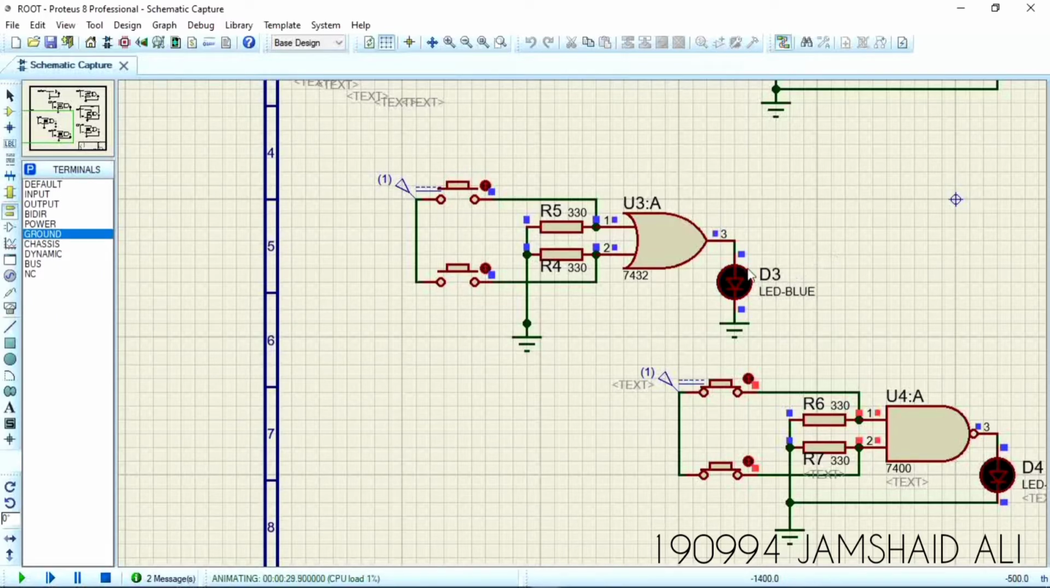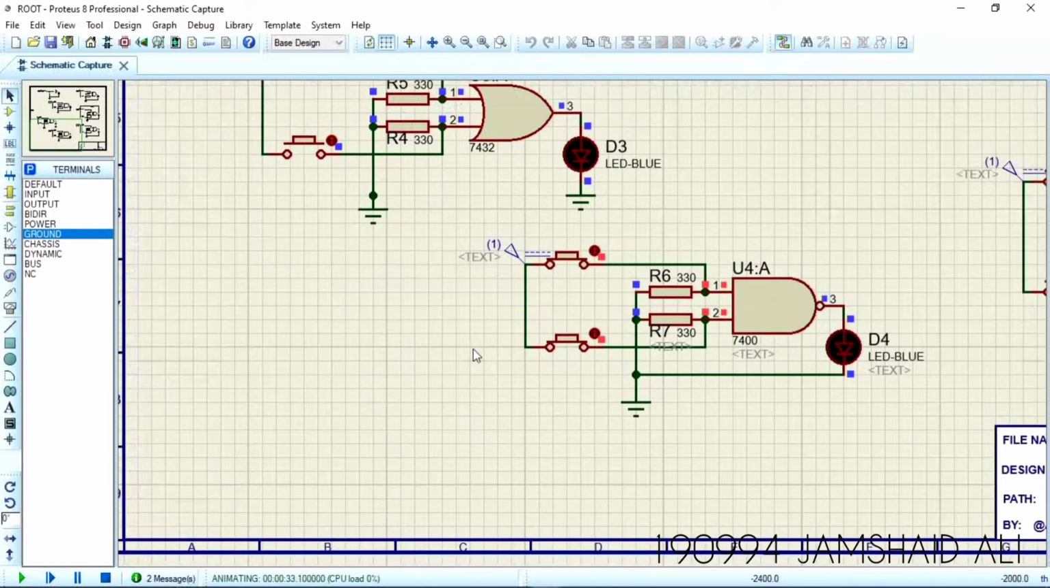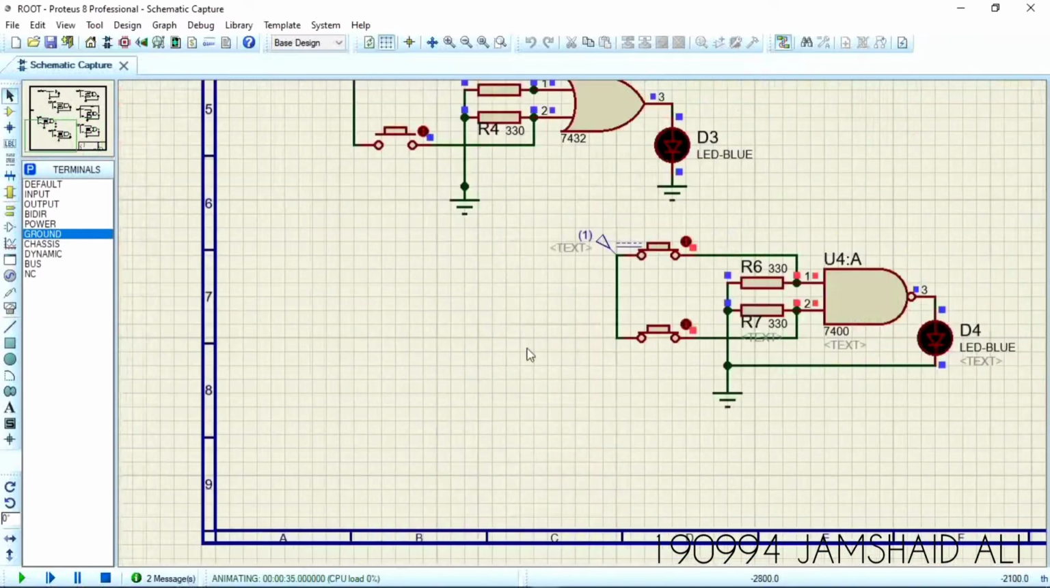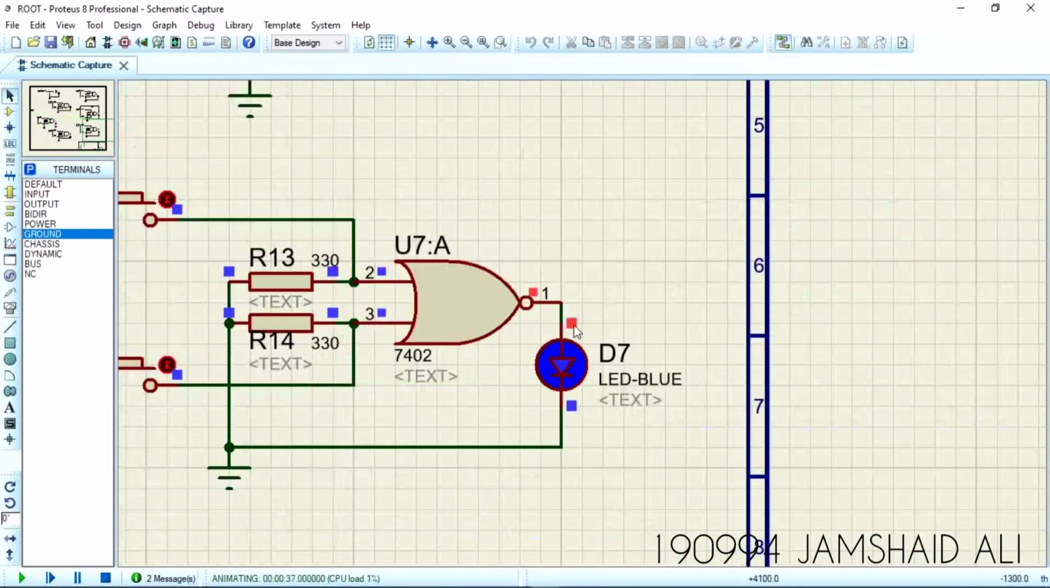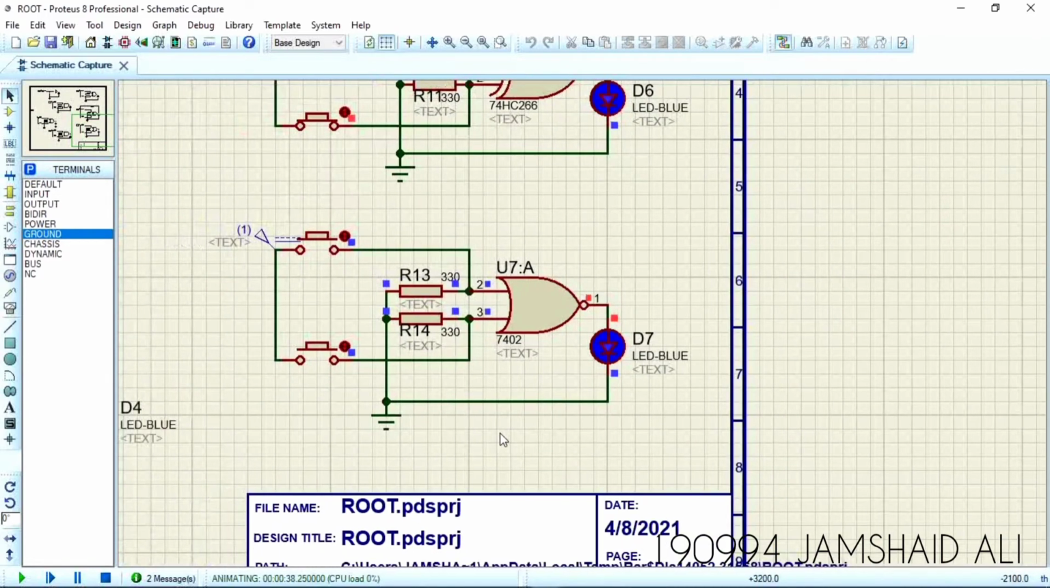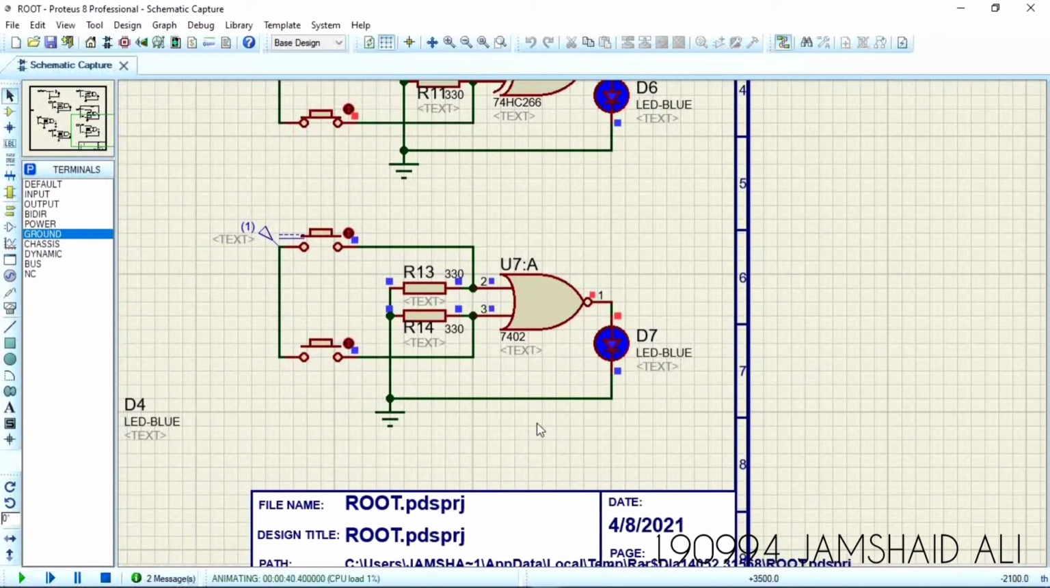Otherwise the output is 1. Now we are going to discuss the reverse condition of this gate, which is the NOR gate. In this gate, only if both inputs are 0, the output is 1. If any input is 1, then the output is 0, because this is the reverse case of the OR gate. In the OR gate, only when both inputs are 0 is the output 0, while in the NOR gate, when both inputs are 0, the output is 1.